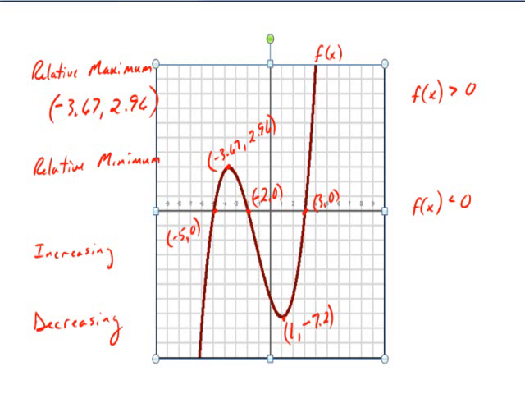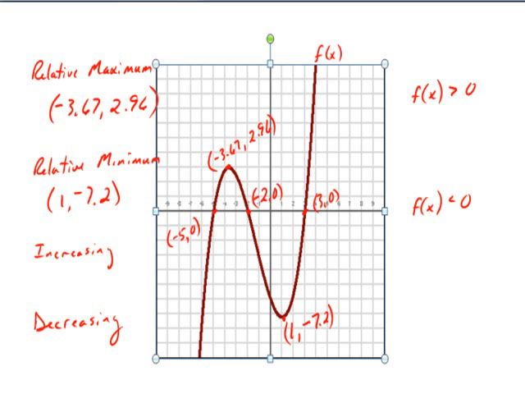local maximum. We have a relative minimum or a local minimum at the point (1, -7.2). The minimum value is actually -7.2. It occurs when x is 1. Same thing with the relative maximum. The maximum value is 2.96 at an x value of -3.67.